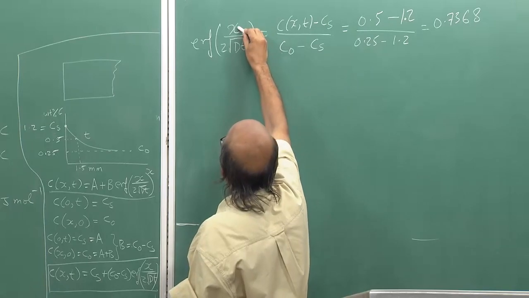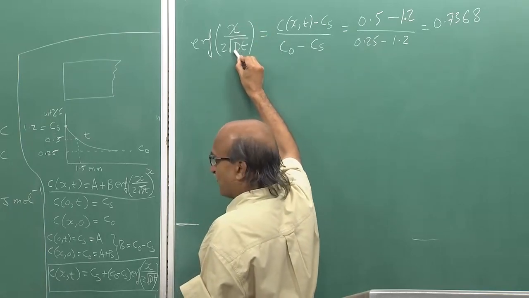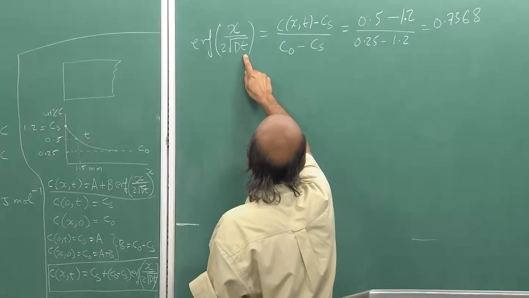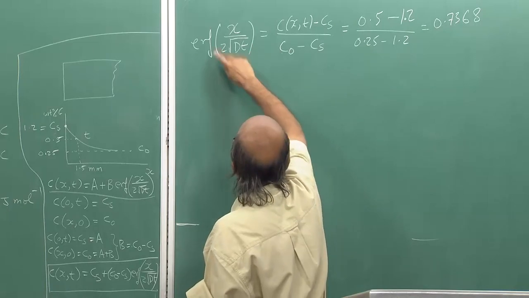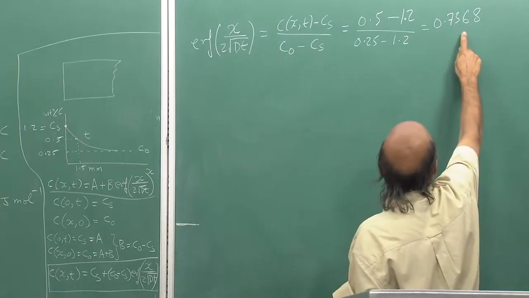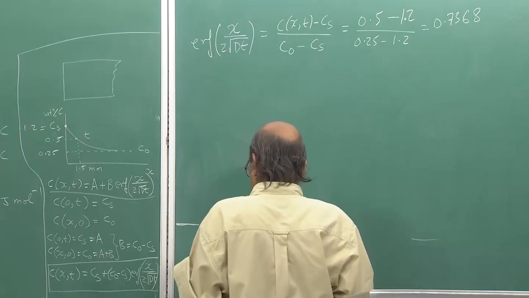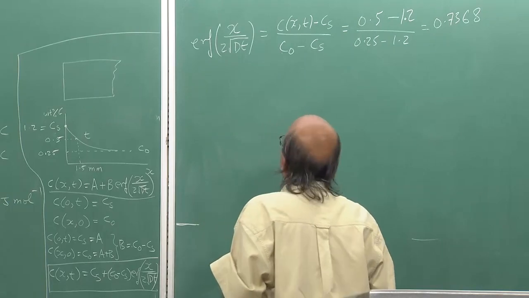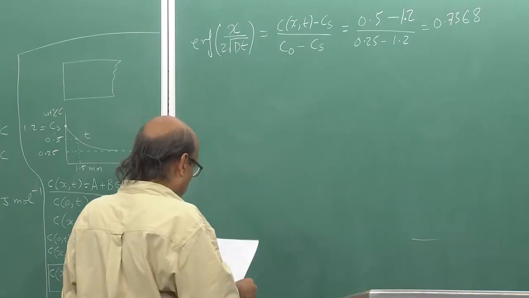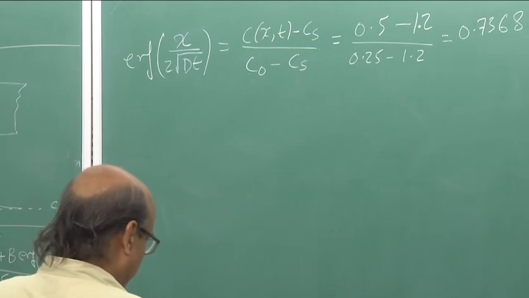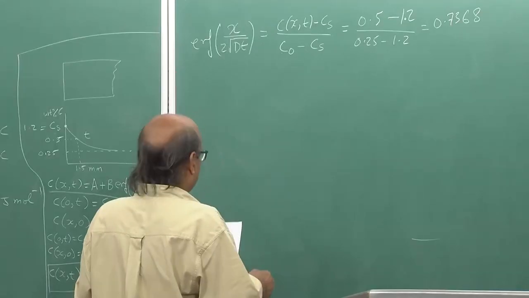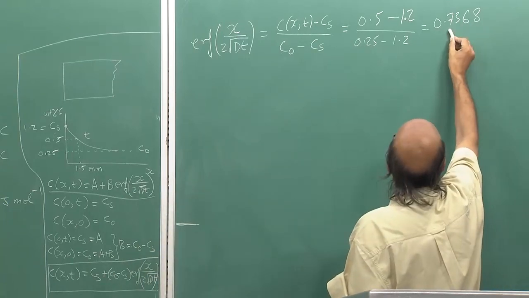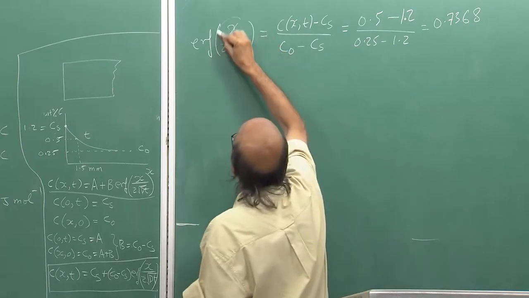So error function of x upon 2 square root of Dt should be equal to 0.7368. In this, if I know x, and I can find D from the data given from D0 and Q, I should be able to find the time such that the error function of this quantity is equal to 0.7368. Now, how to do this? We will have to go to what is called the error function table, where there is a table of values given, and from that table, one should be able to obtain what this quantity should be for the error function to be equal to this.